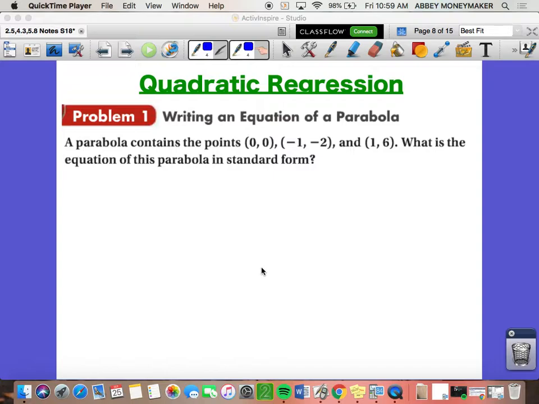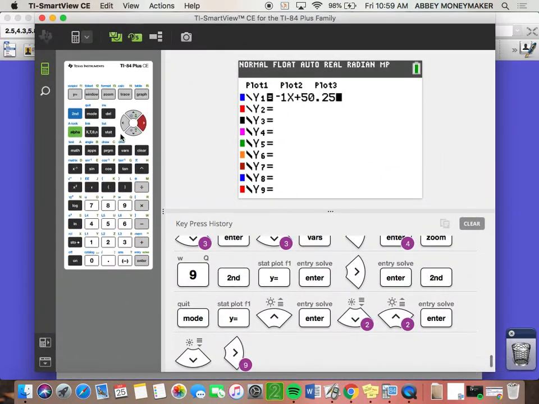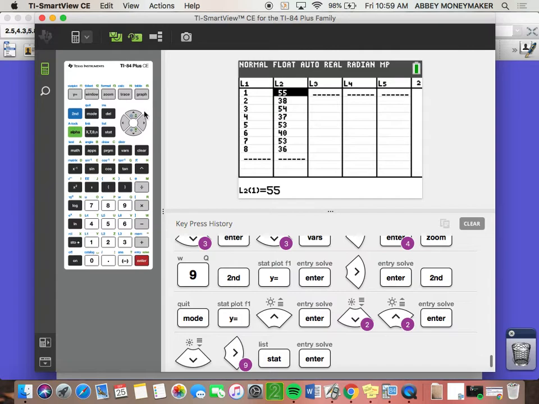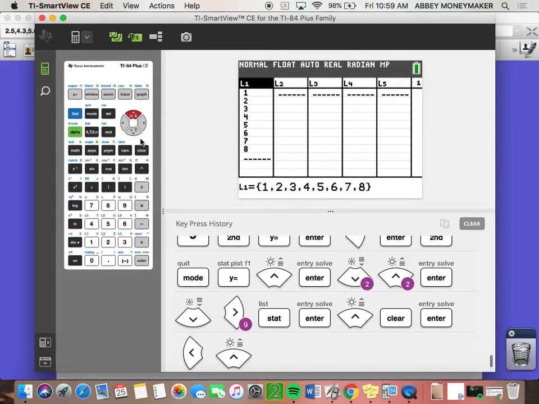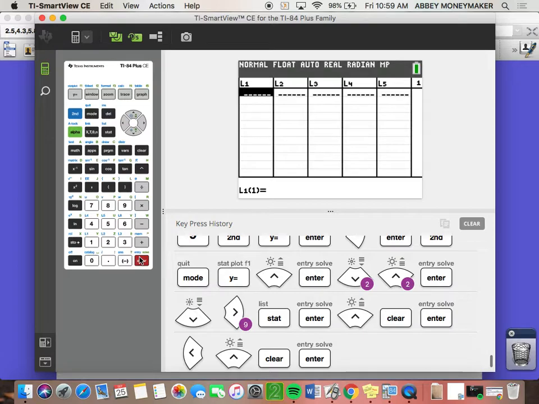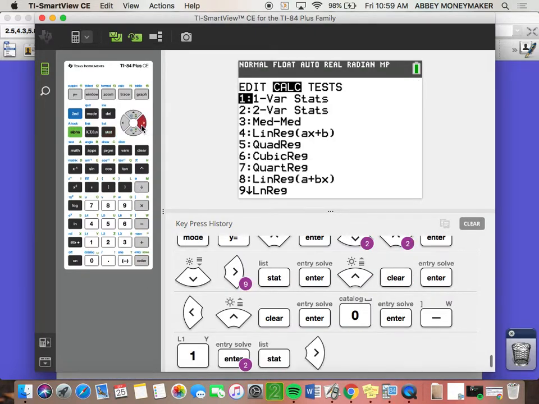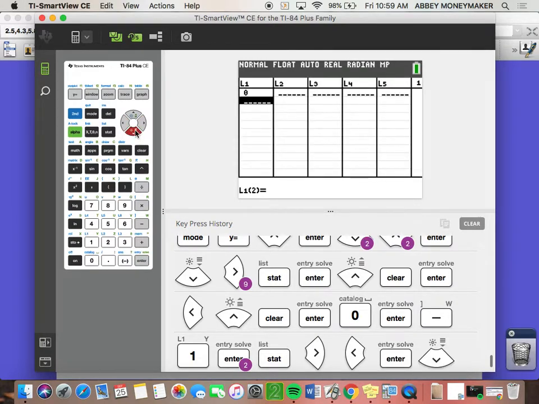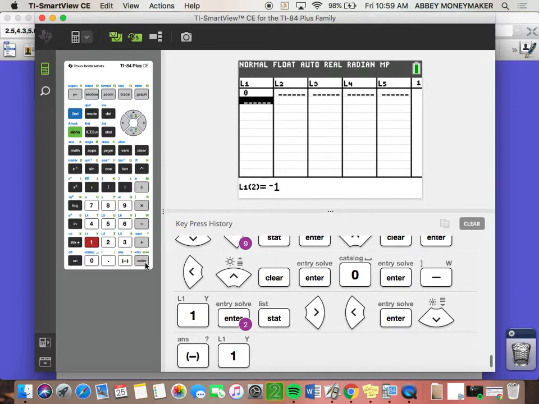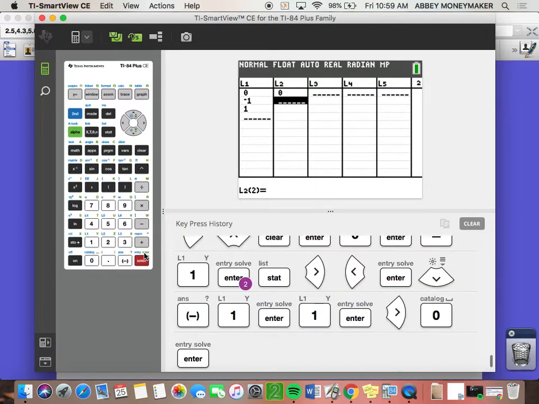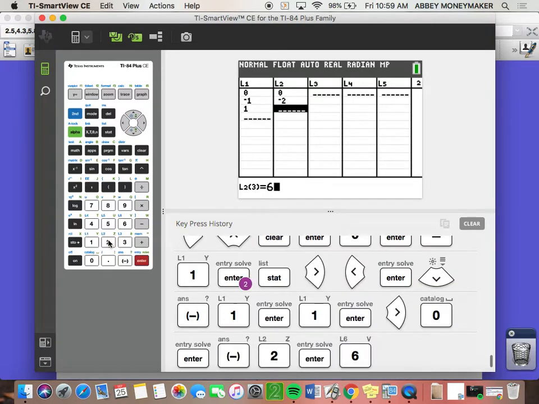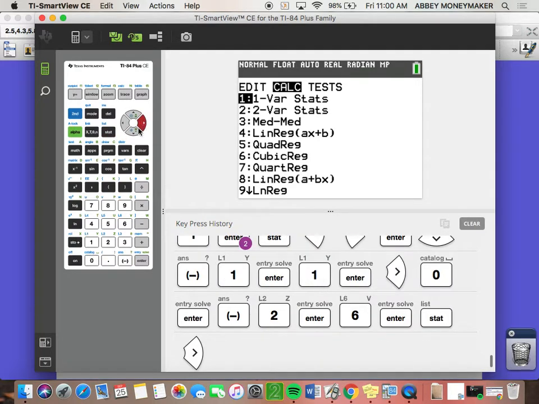Plug them into L1 and L2, yep. So we're going to go back to stat, clear out what you got. We put the x's in: 0, -1, and 1. And then we have 0, -2, and 6.